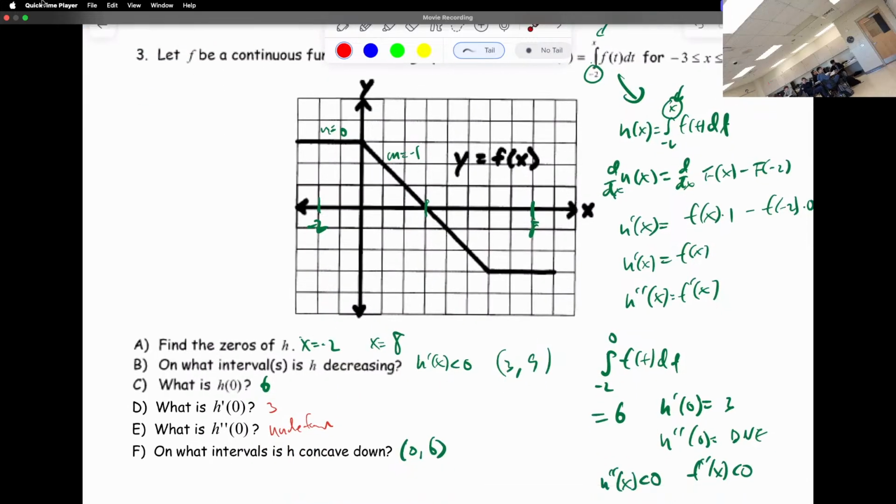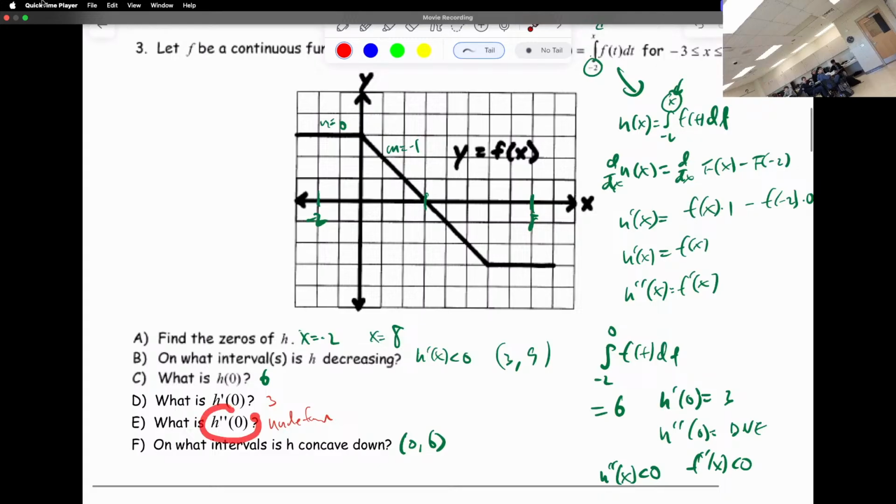Now I answer all the questions here. 6, 3, and undefined. Why is this undefined though? It's a sharp turn because this one's here. If the slope here is 0 and the slope here is -1, therefore it's undefined.